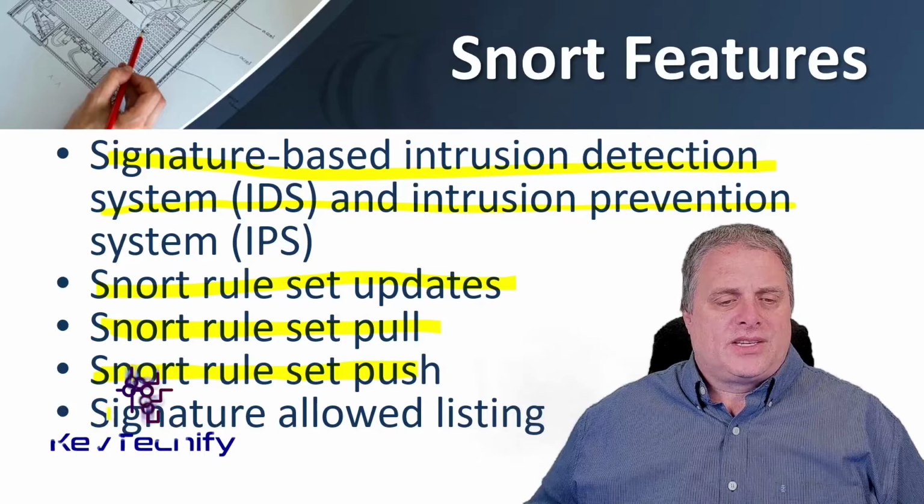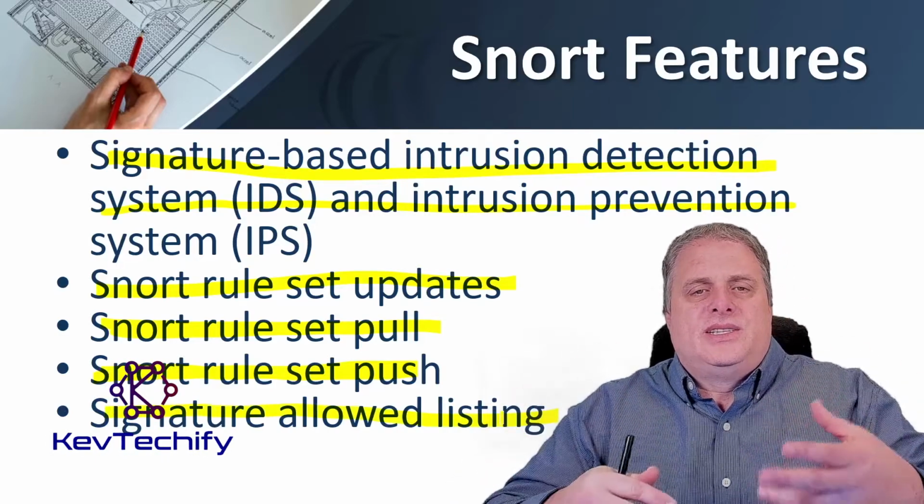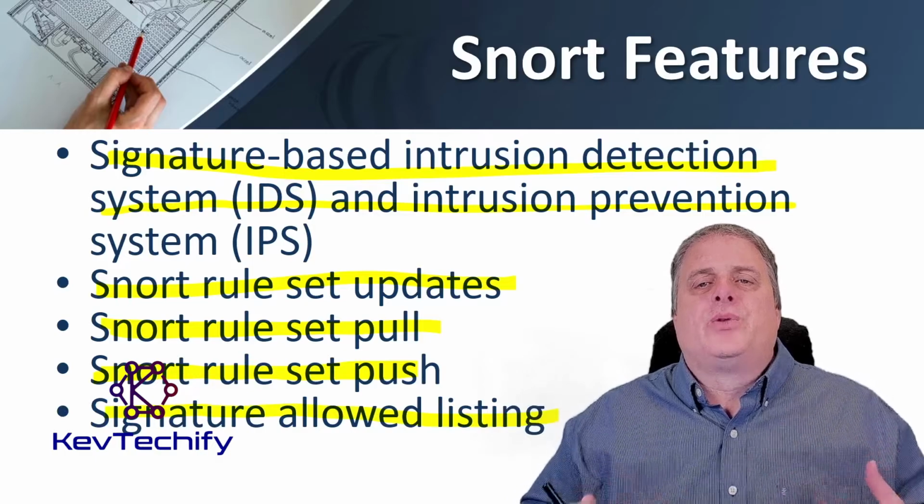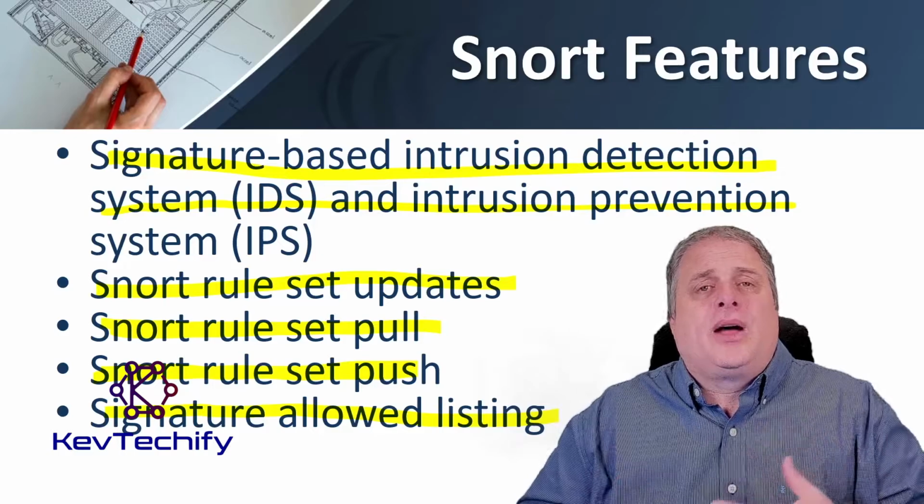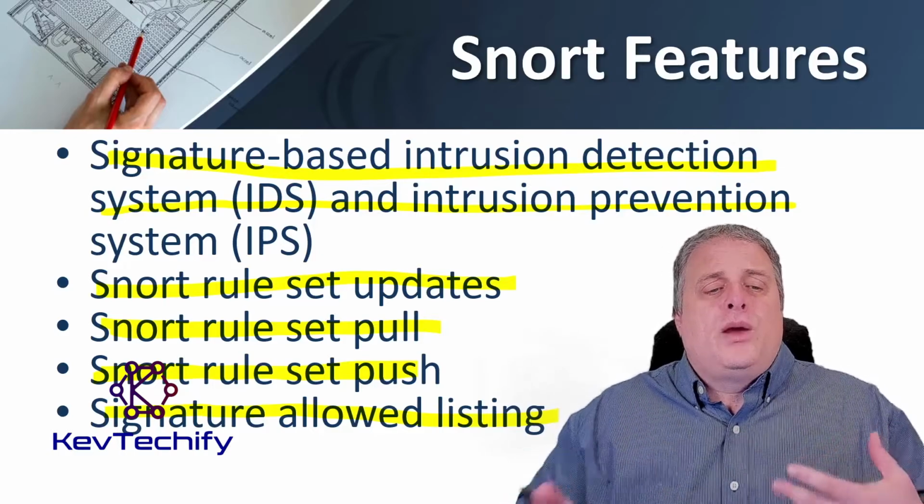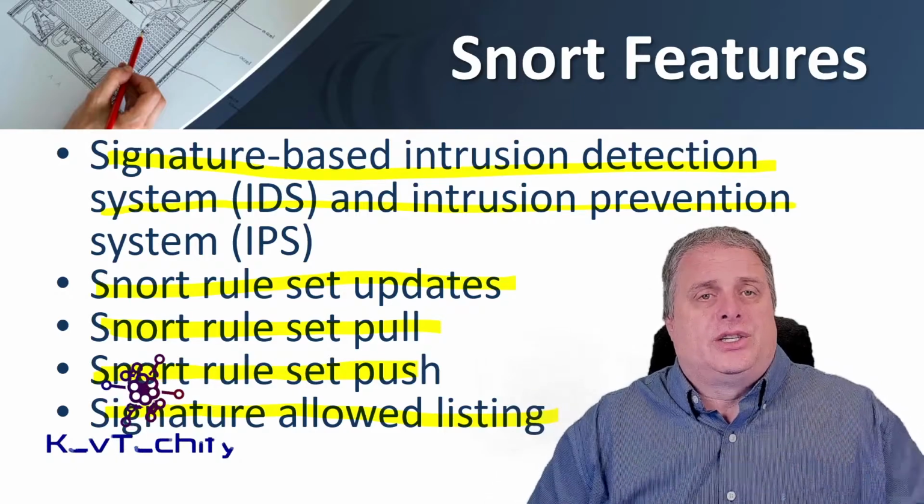And then finally, signature allowed listing. Allowed listing allows the disabling of certain signatures from the rule set. Disabled signatures can be re-enabled at any time. So depending upon the needs of your network, you may want to disable certain signatures.